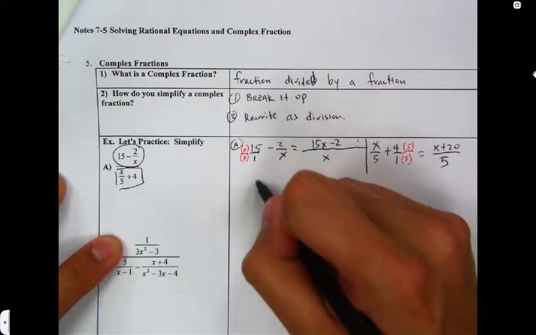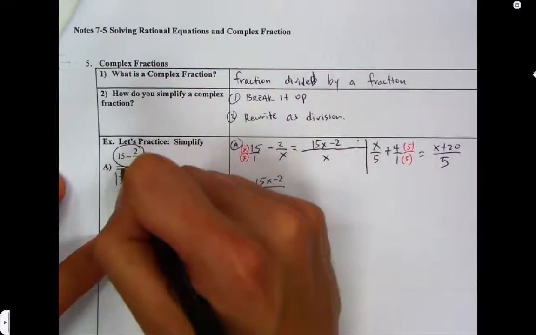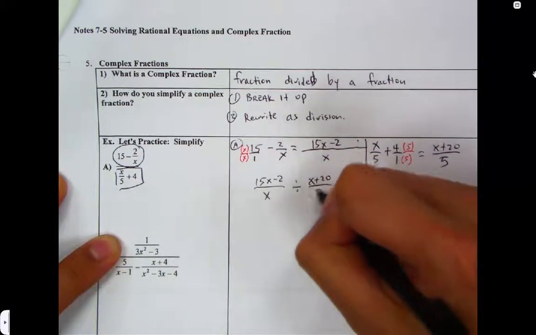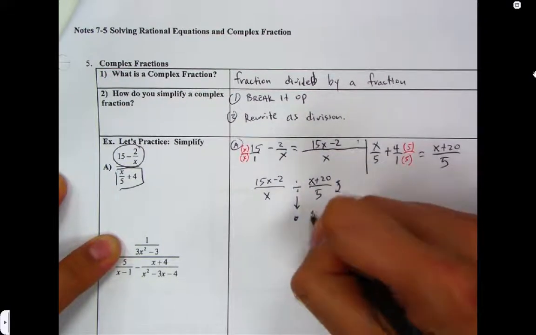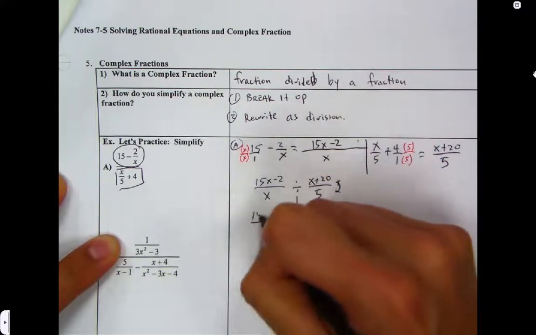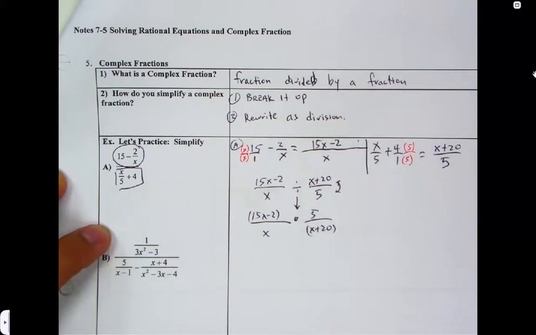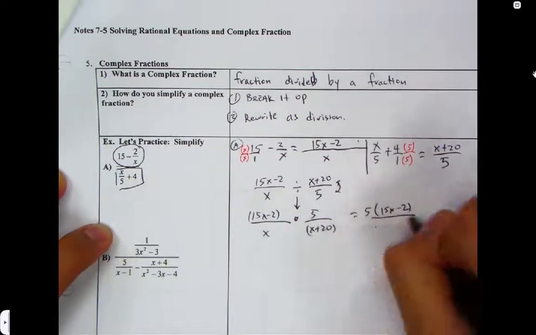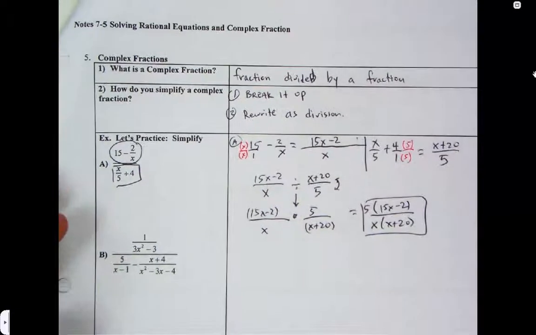Okay, now I have one whole fraction on top and one whole fraction on bottom, so I'm going to rewrite this. What's on top is 15x minus 2 over x, and this means division, so I'm going to write divided by x plus 20 over 5. Divide means multiply by the reciprocal, so I'm going to flip these. And any of the same factors? No, so we're going to write our answer, 5 times 15x minus 2 all over x times x plus 20. Okay, B.